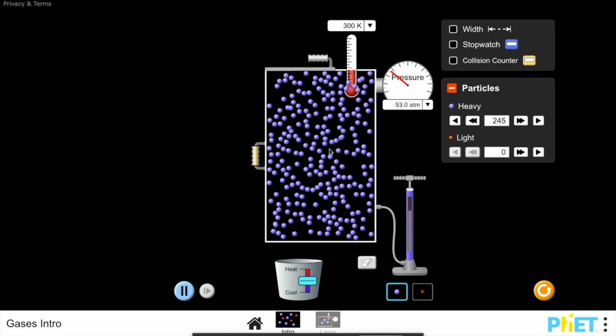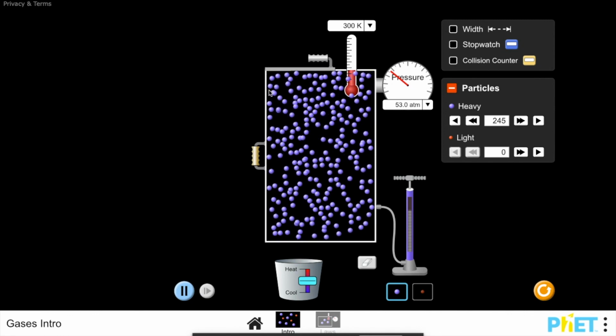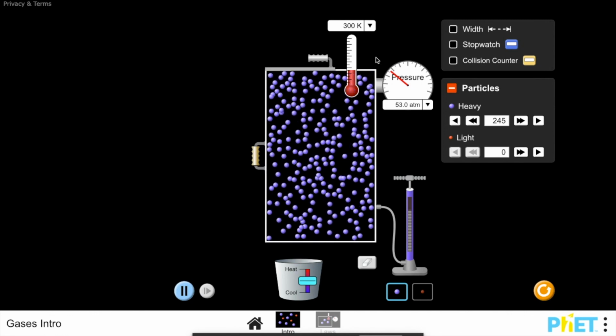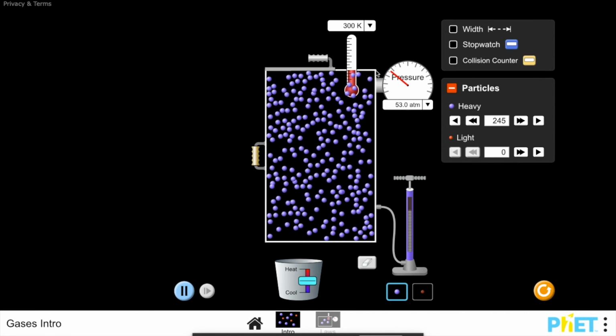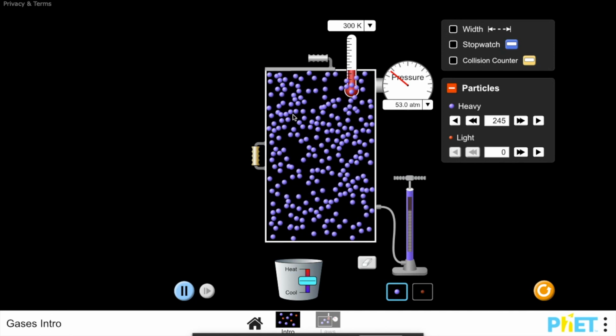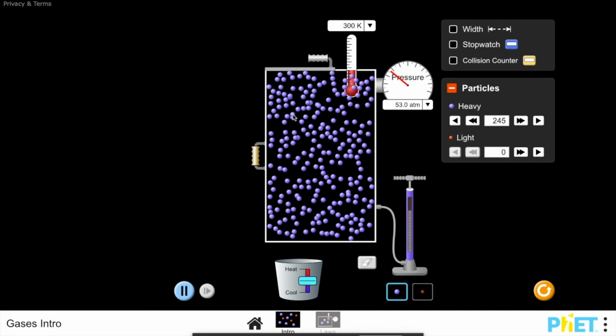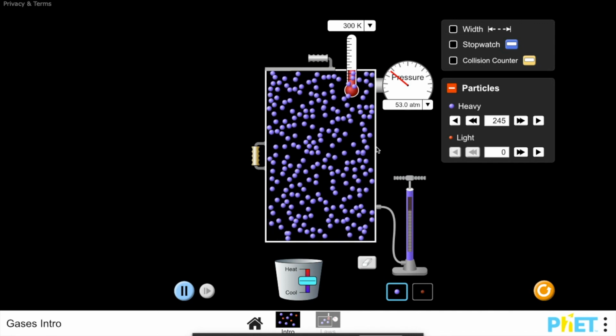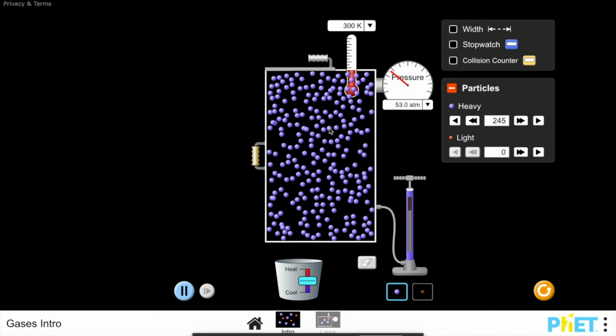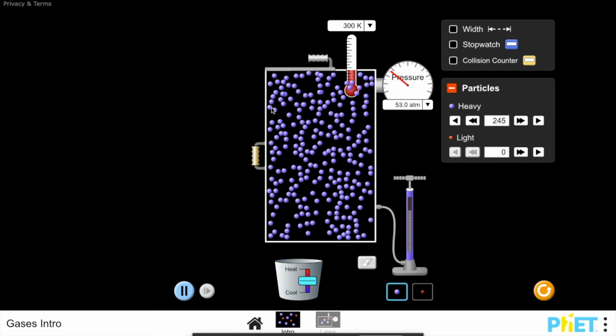This happens because now, since we have less volume in here, so if we're looking at the inside surface area, that means that we're going to have more frequent collisions between the little molecules, or atoms, and the container.